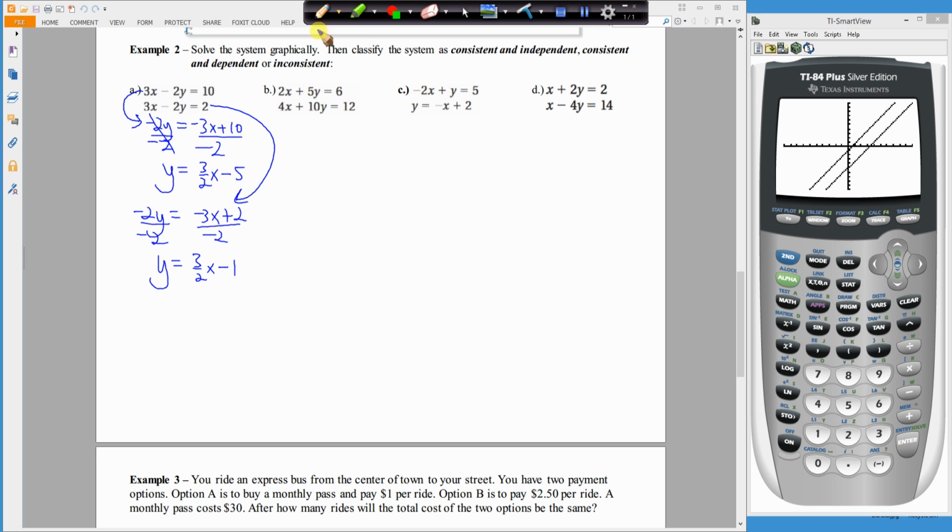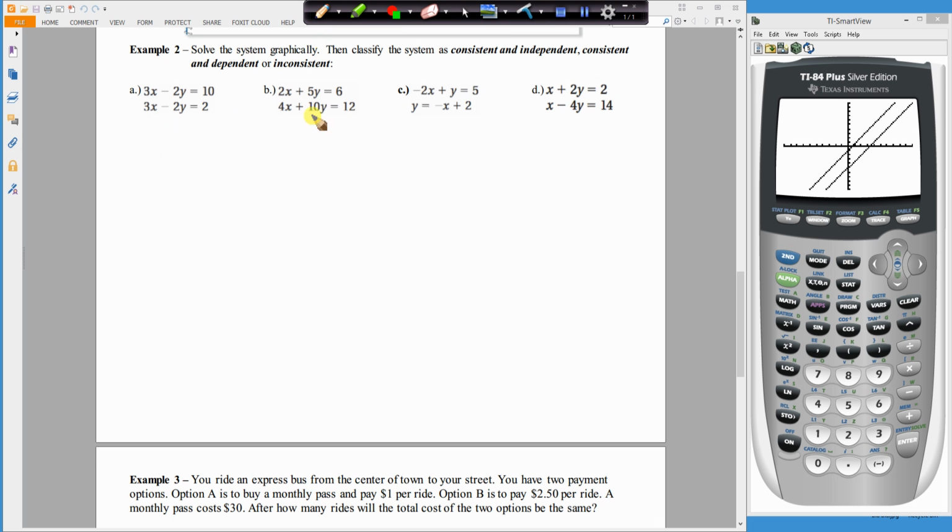Okay, and so the answer for this is no solution, and to classify this, it's inconsistent. It's an inconsistent system. All right, inconsistent. So that's no solution. Classifying means inconsistent. All right, so solving and classifying. Let's do one more here, or let's do two more actually.